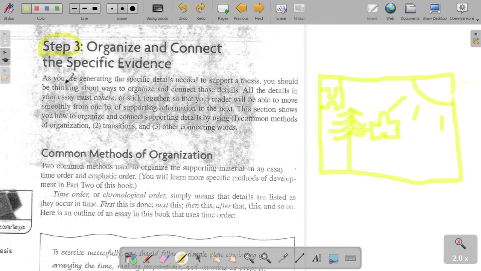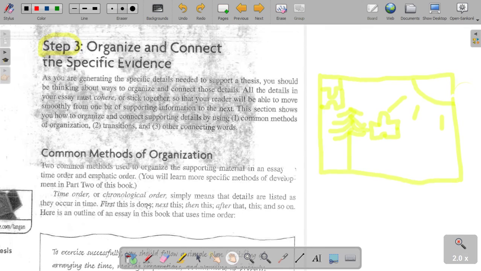As you're generating the specific details needed to support your thesis, you want to be thinking about ways to organize and connect those details. Everything has to cohere. The word cohere literally means to stick together. Everything has to stick together so that your reader will be able to move smoothly from one bit of supporting information to the next. So this section is about how to organize and connect supporting details by using, number 1, common methods of organization, 2, transitions, and 3, other connecting words.